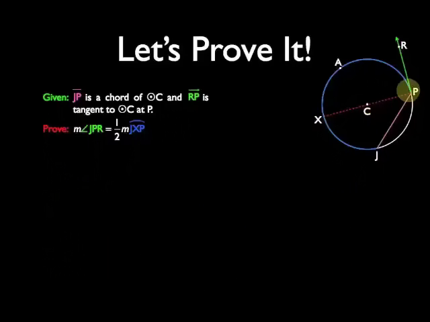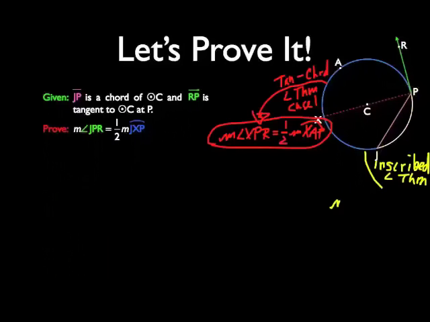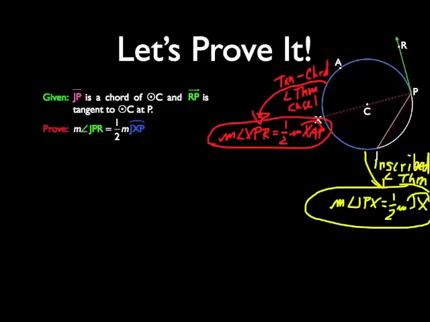That's going to be helpful because now we can say from case 1 that the measure of angle XPR is half the measure of arc XAP. Notice that angle JPX is an inscribed angle, so the inscribed angles theorem tells us that the measure of angle JPX is equal to half the measure of arc JX. So let's just do the addition property of equality.